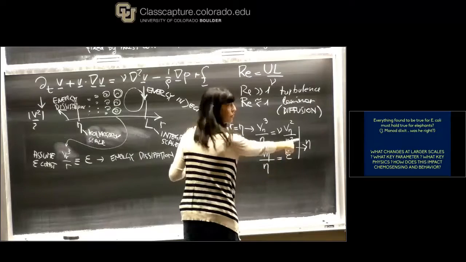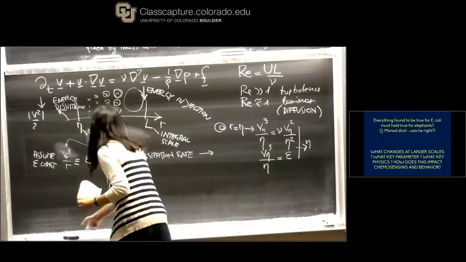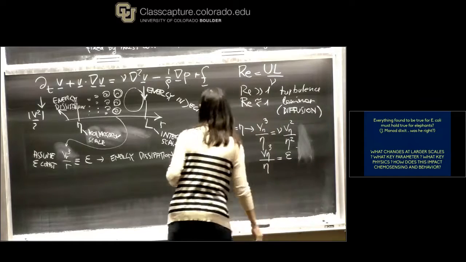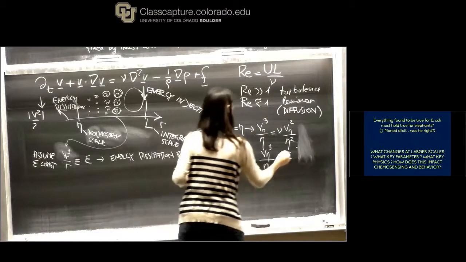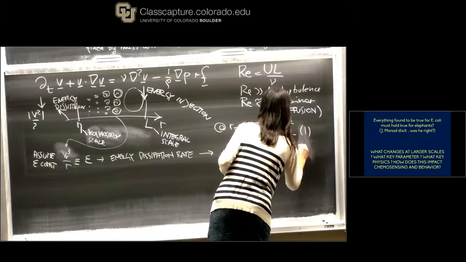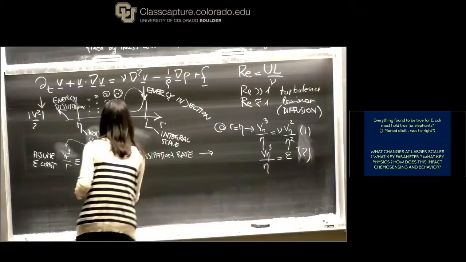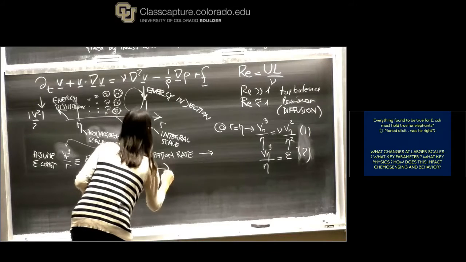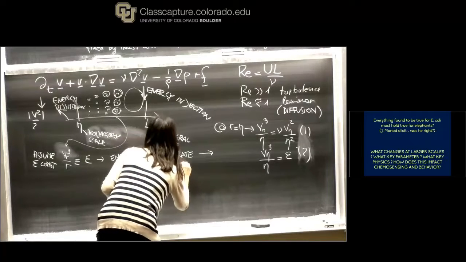Now I won't ask you if you see what I write there, because you lie. Liars. Okay, let's say this is 1 and this is 2. If you put these 2 together, it gives eta.